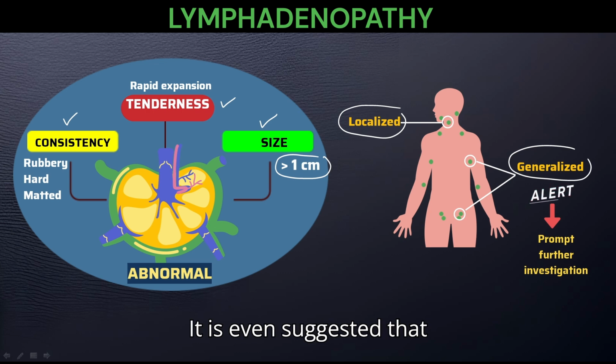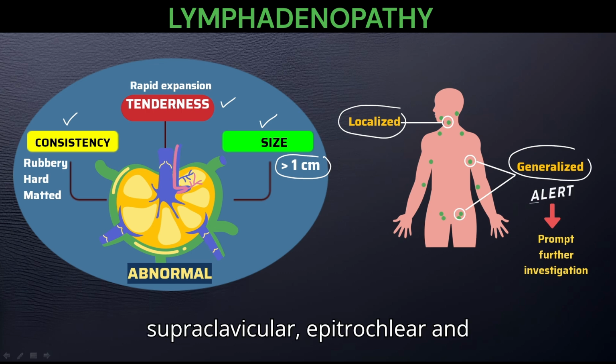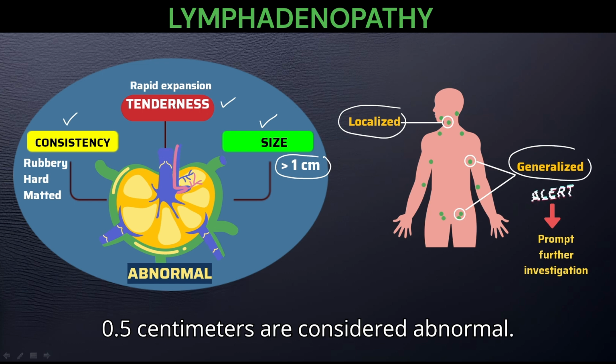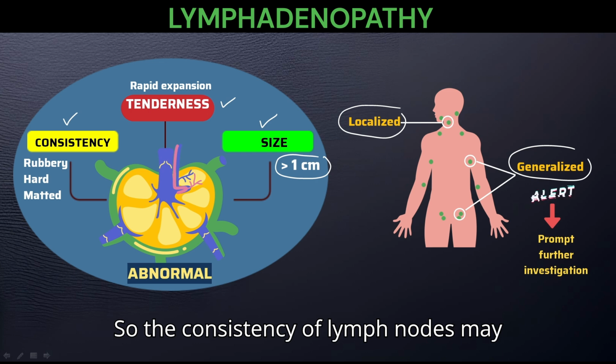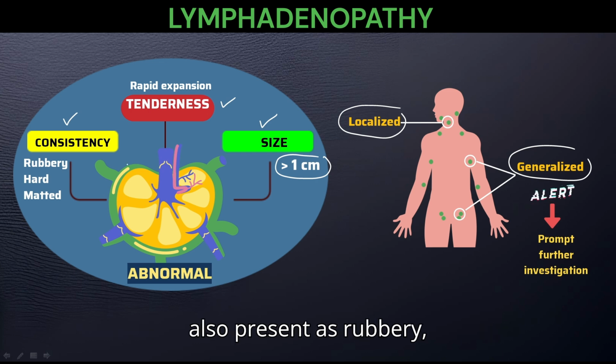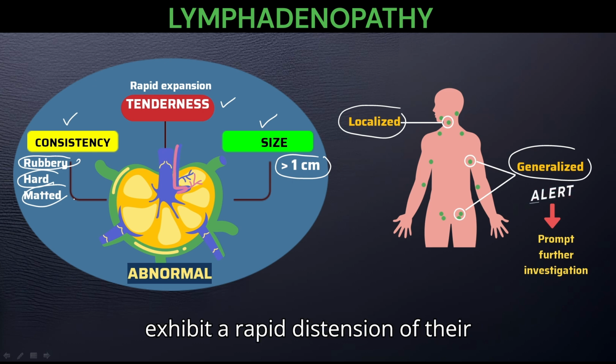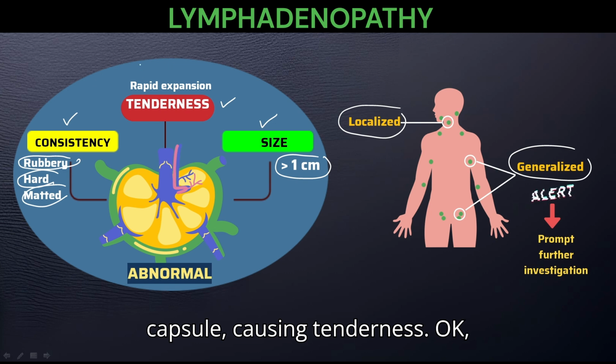It is even suggested that supraclavicular, epitrochlear, and popliteal nodes that are greater than 0.5 centimeters are considered abnormal. The consistency of lymph nodes may also present as rubbery, hard, or matted. And in cases of inflamed nodes, they may even exhibit a rapid distension of their capsule, causing tenderness.